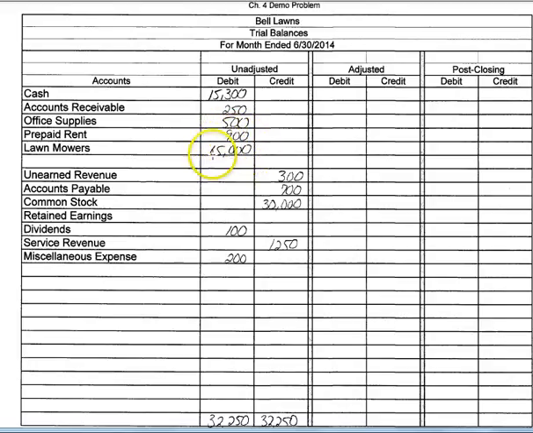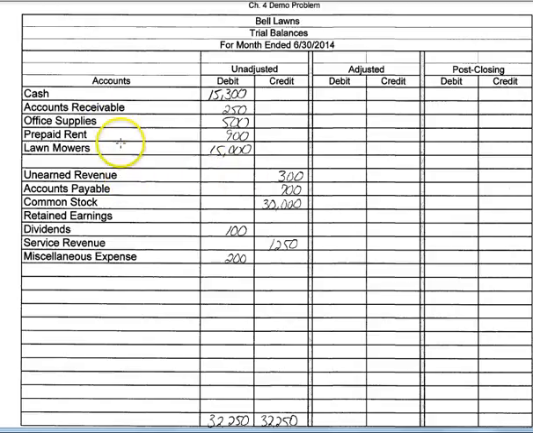Same thing with the lawnmowers. We would have used those lawnmowers. So we need to recognize the using up of some of the costs of those lawnmowers. And then lastly is this unearned revenue account. Recall, that is an obligation to provide services in the future. And so customers prepaid. We collected money in advance from customers. By the end of June, we would have mowed some of those yards and earned the revenue.